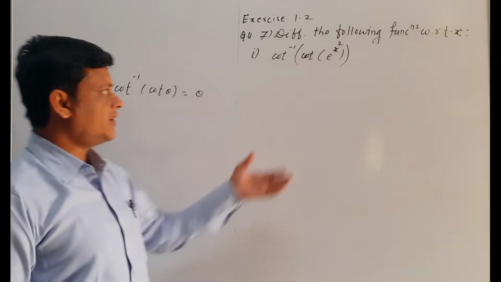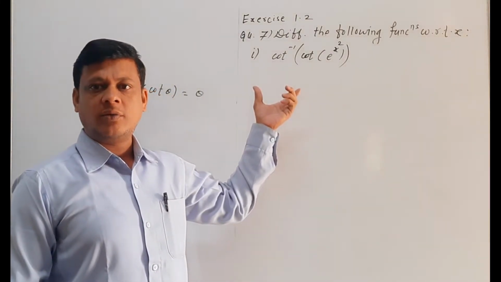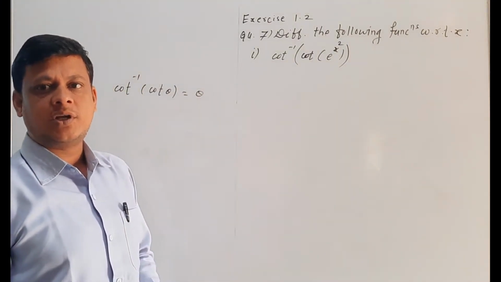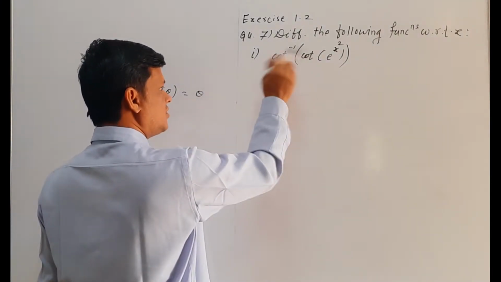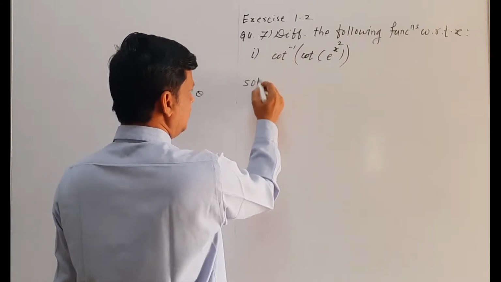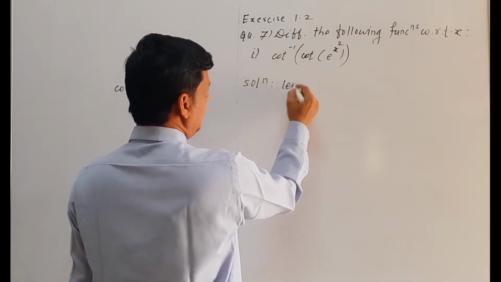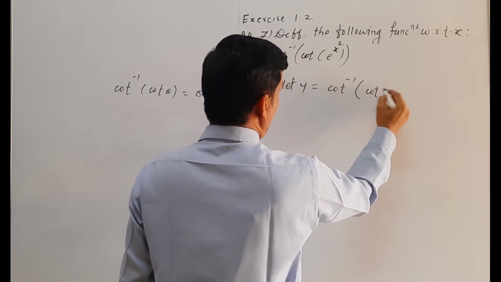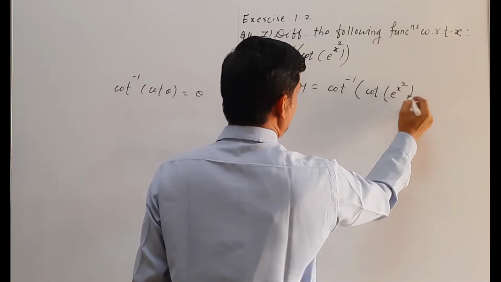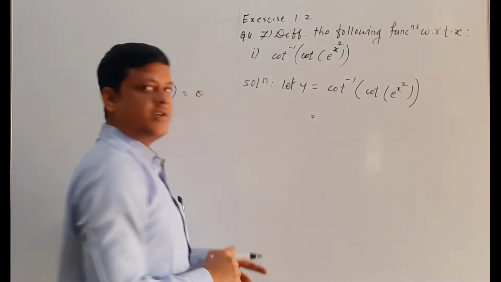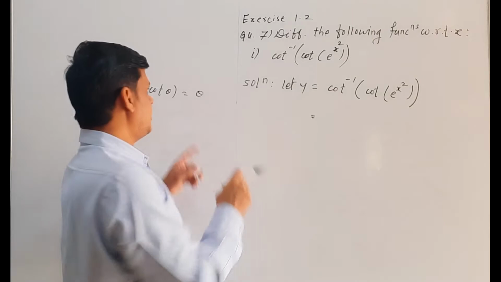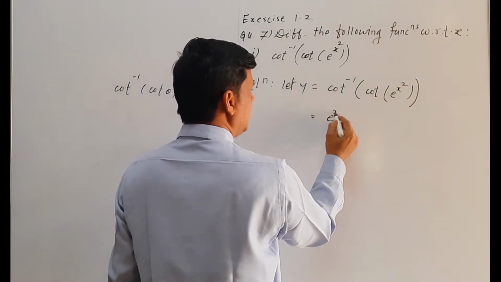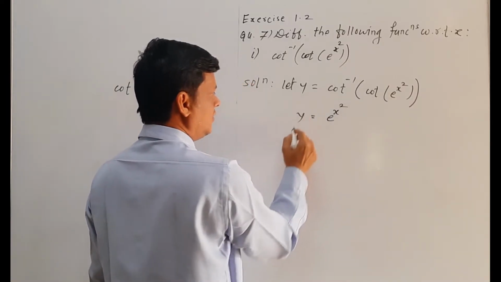That means we have to simplify this inverse trigonometric function with the help of this property. Then we differentiate the function. That means we have to simplify the given function first. So we write in solution, let y is equal to cot inverse of cot of e raised to the power x square. So by using this property, instead of theta, the value is e raised to the power x square. So we write this as e raised to the power x square.